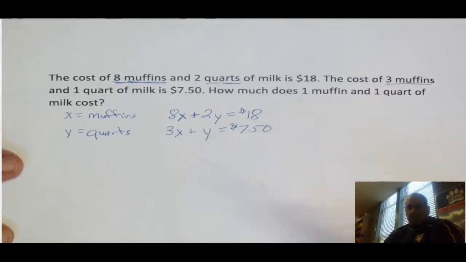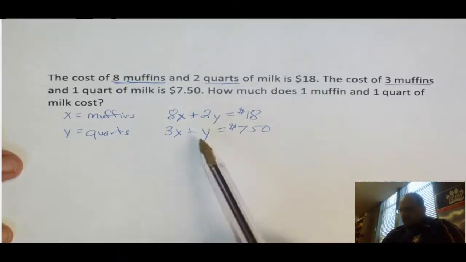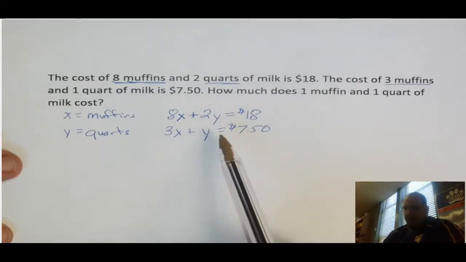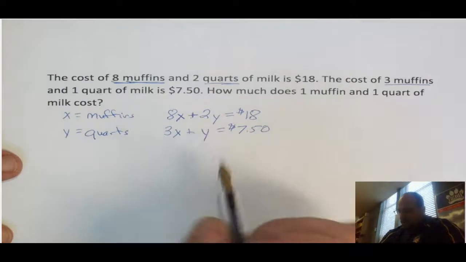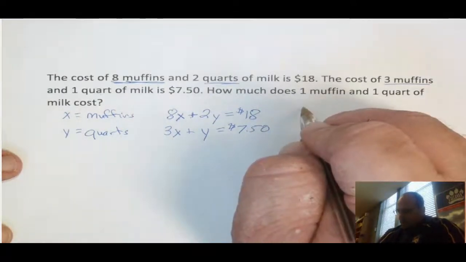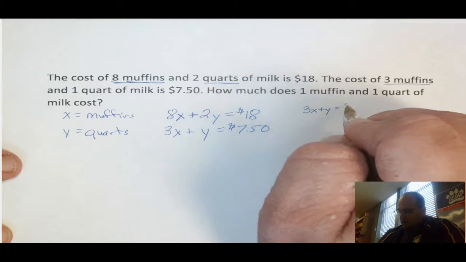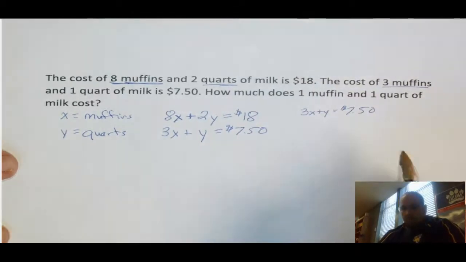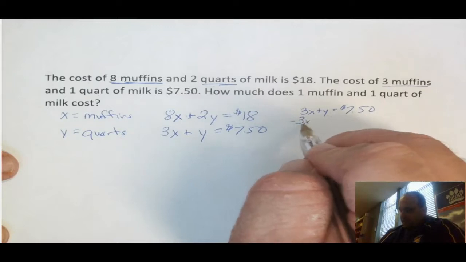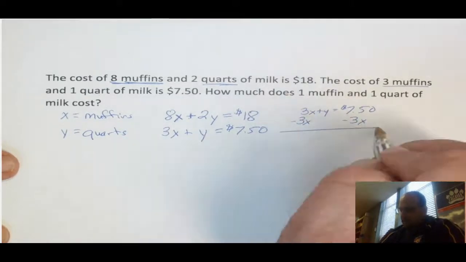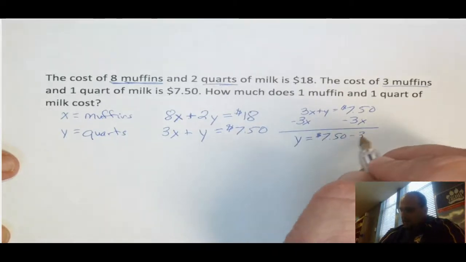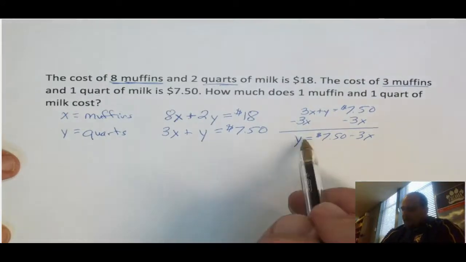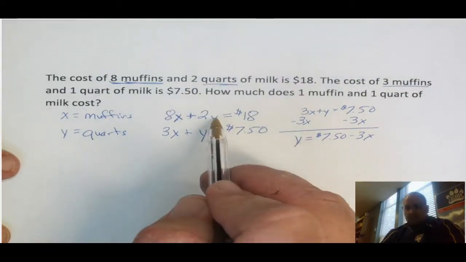So what I need to do is change one of them so that a variable is equal to something. So I'm going to change this one right here because I see that this y is right here. There's no coefficient with it. So as a result, I'm going to try to get that y by itself. So I'm going to take that equation, 3x plus y equals $7.50, and get y by itself by subtracting 3x from both sides of the equation. When I do that, I get y equals $7.50 minus 3x.